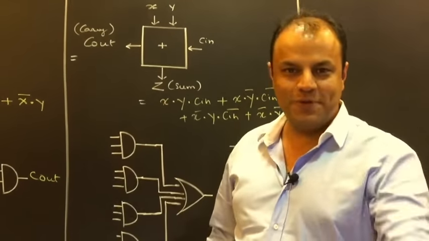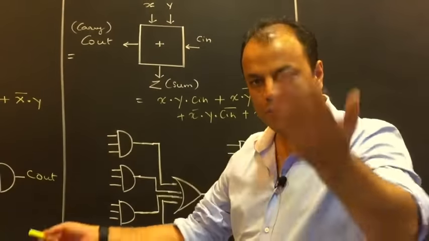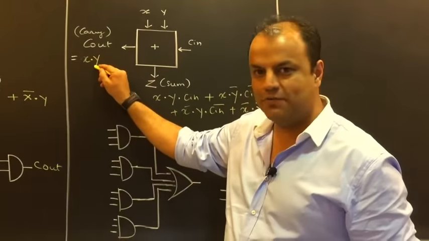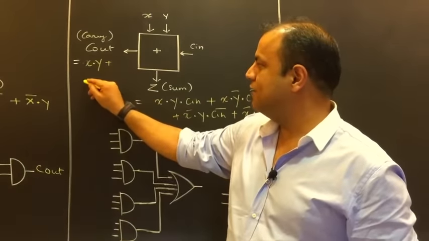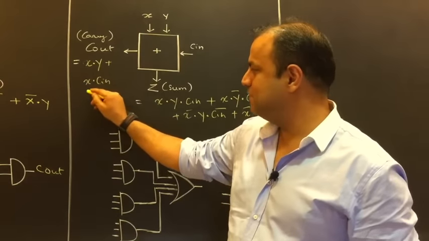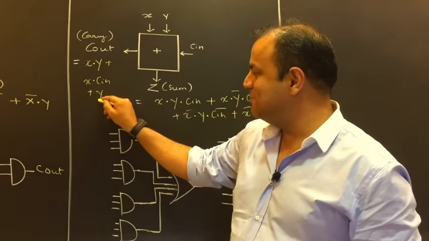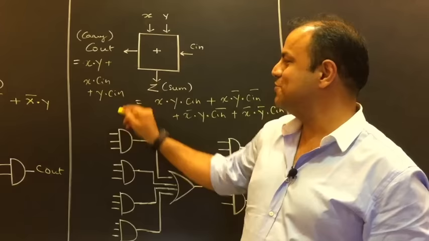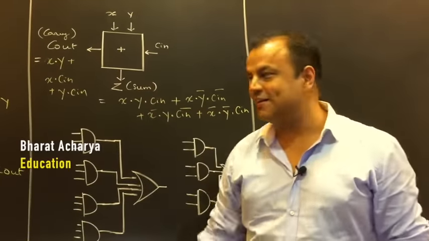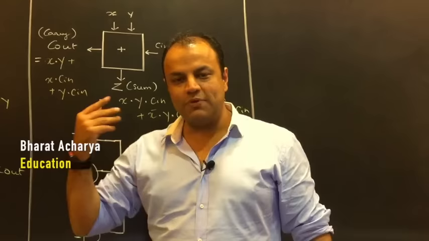Now, write this for me. Come on, write this for me. X should be 1 and Y should be 1. Or X should be 1 and Cn should be 1. Or Y should be 1 and Cn should be 1. Please tell me, did you understand this? Are the notations for sum and carry clear? Any two of them is 1, you will get a carry.